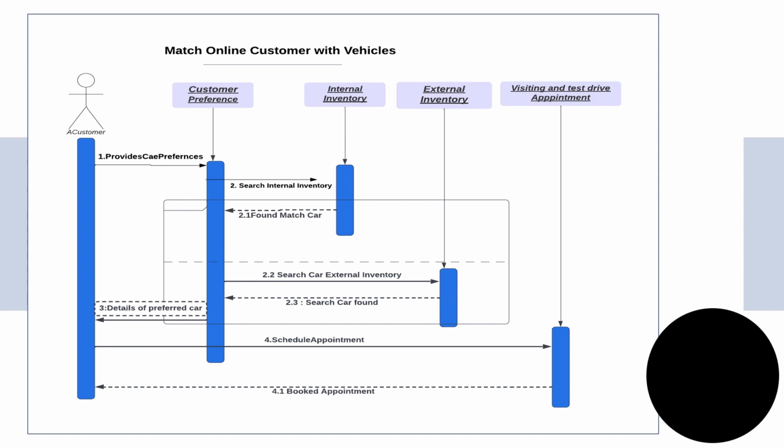The system captures online customer preferences, including vehicle type, model, year, price range, and desired features. The information allows the system to tailor the vehicle options according to the customer's liking. The most important part is the internal inventory: the system checks the dealership's internal inventory to find vehicles that match the customer criteria. This ensures the customer is presented vehicles available at the dealership and in stock.